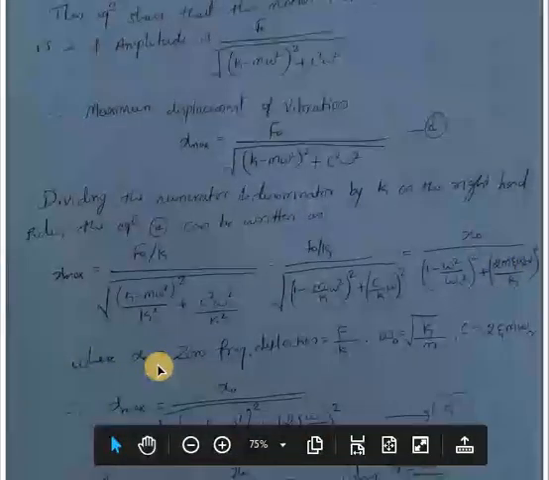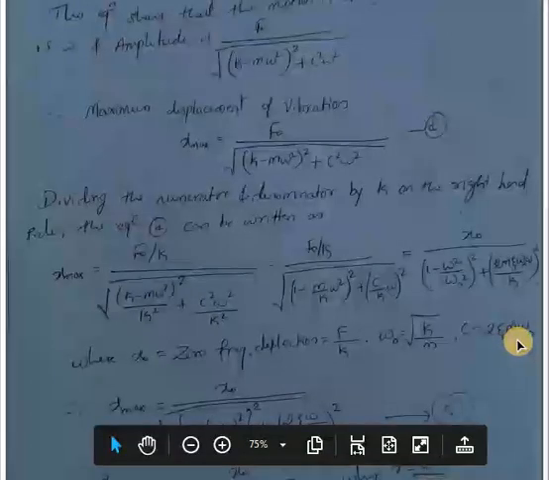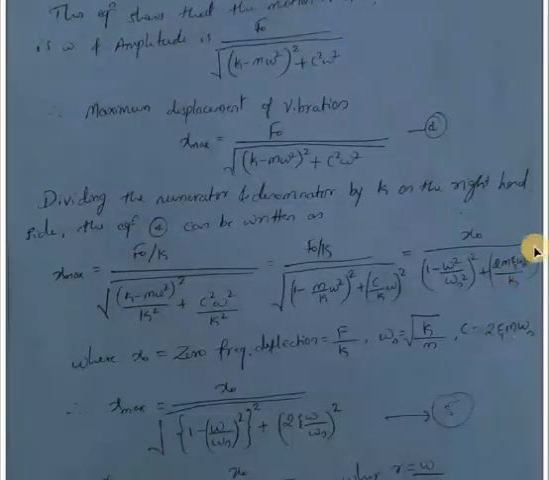That is, x naught, for the zero frequency, deflection is f by k, and omega n is root of k by m, and in place of c, if I substitute it as 2 zeta into m into omega n, which you already learnt in the previous module. That is, damping coefficient is given by 2 zeta into m into omega n. I am substituting that here.